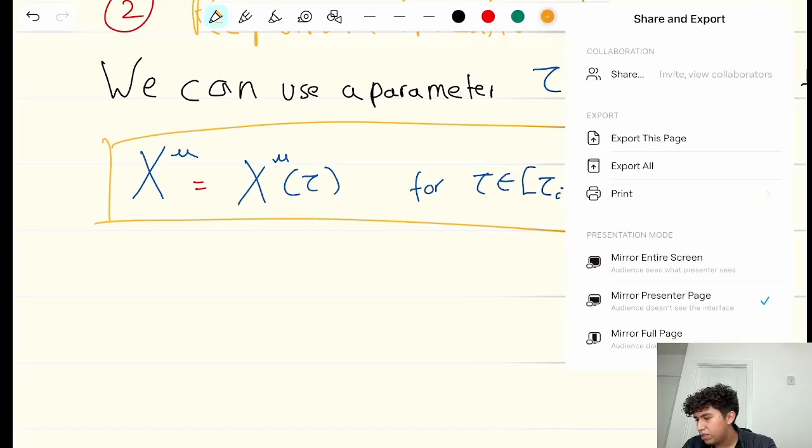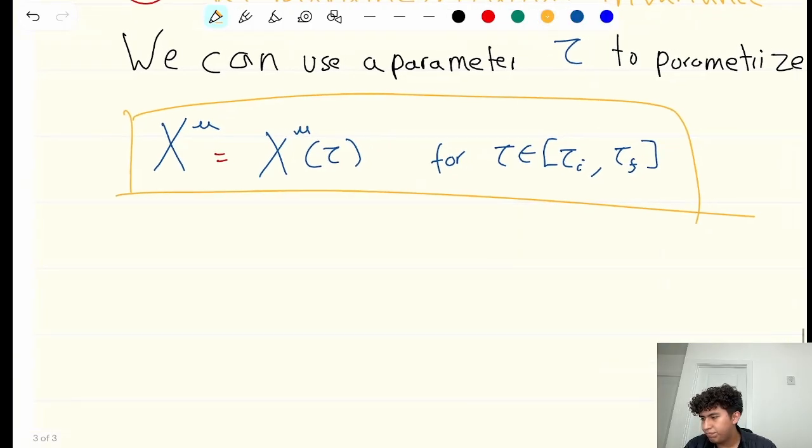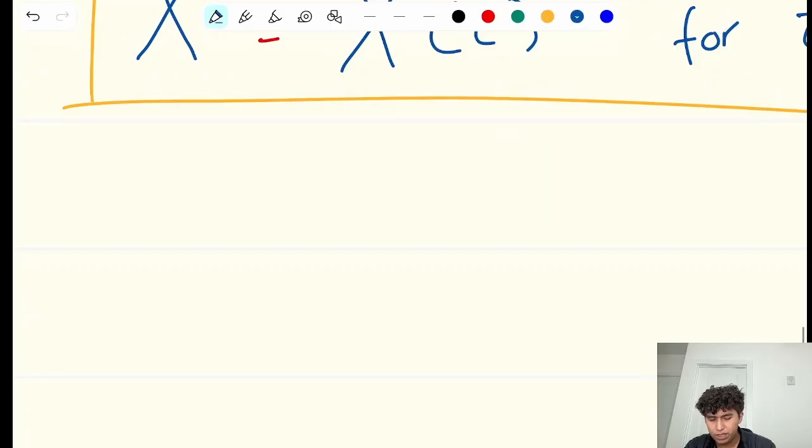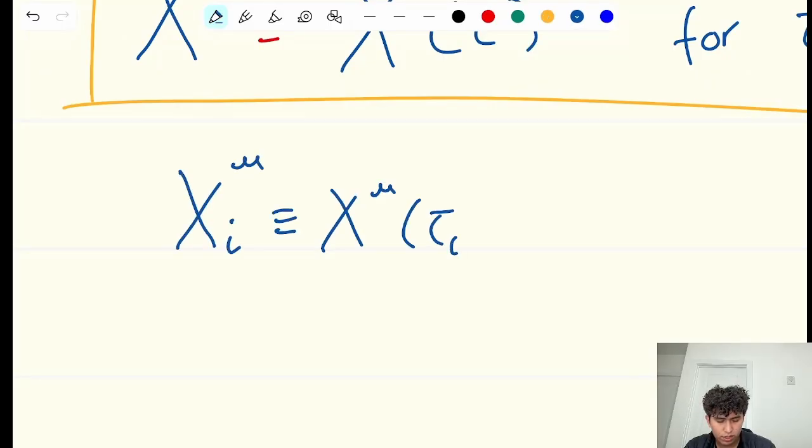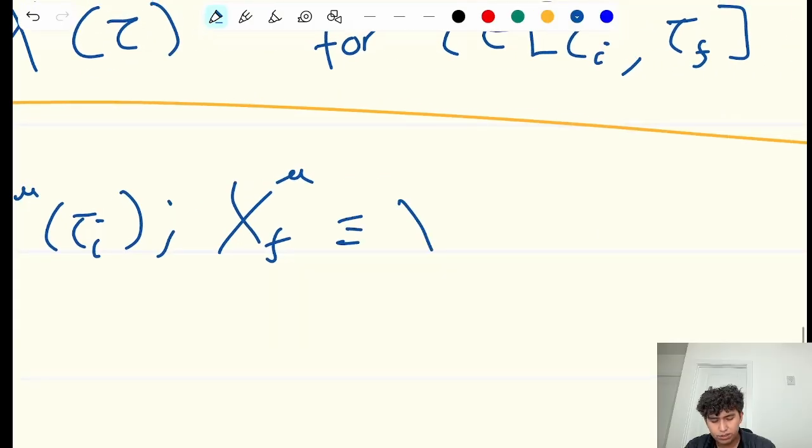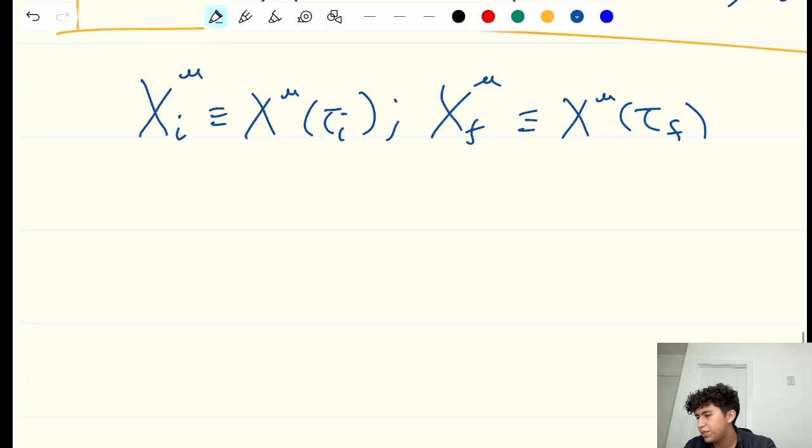We also require the beginning and the end to be equal to the initial coordinate. This is just notation. And the final one is equal to the spatial coordinate at tau f. Okay, so now we want to show the reparametrization invariance. That is the important part. I want to show that there are two different parametrizations that give us the same action, the same physical result that we care about.